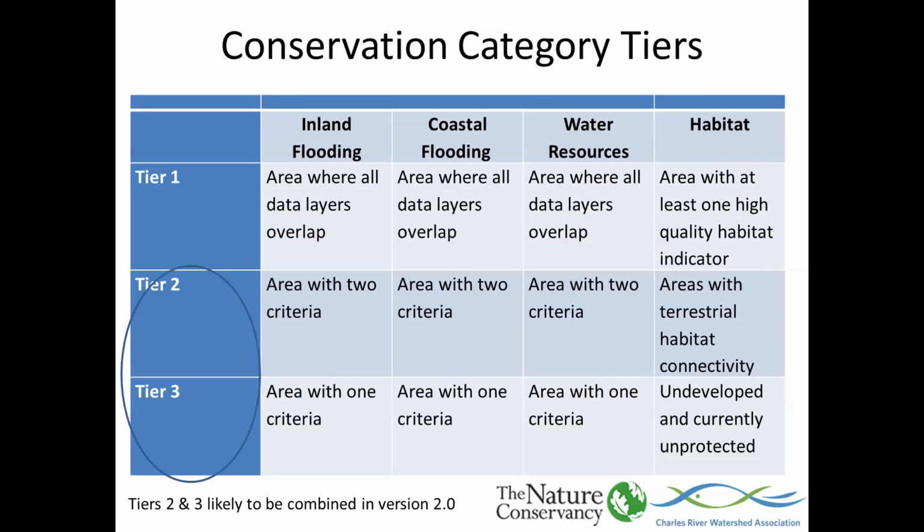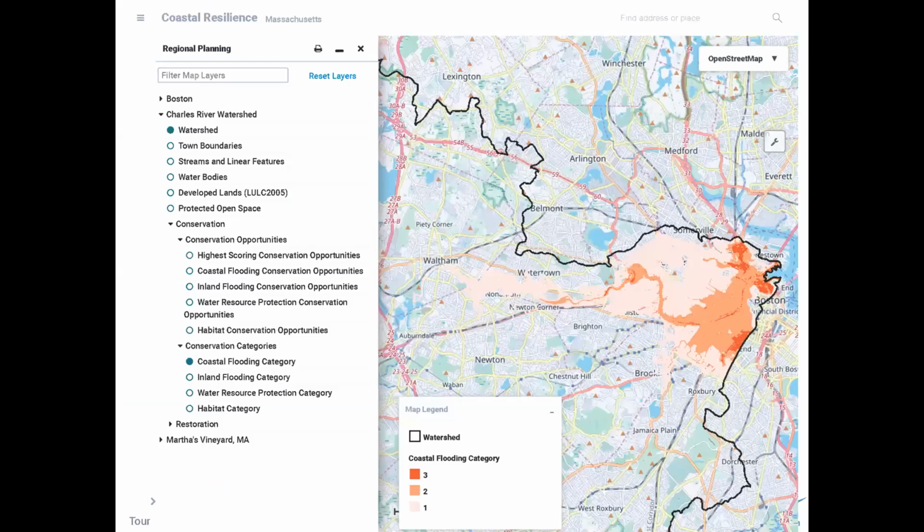Just a note, although tiers 2 and 3 are differentiated right now on the online tool, those most likely will be combined. And so basically you just have tier 1, which is where everything overlaps, and tier 2, which is where you have 1 or 2 of the data sets showing up.